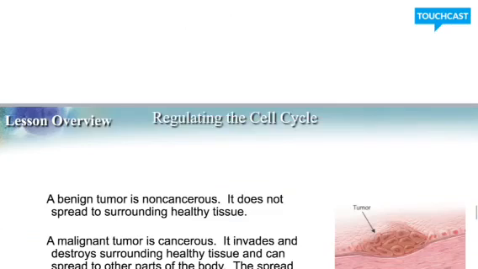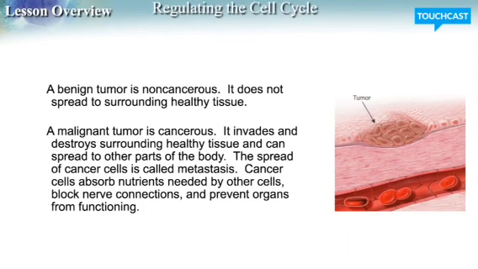There's two types of tumors that you need to know. This is a tumor, okay? There's a benign tumor and a malignant tumor. A benign tumor is not cancerous. So if you have a tumor that's benign, you don't have cancer. It's just basically a group of cells that divided a lot, but it stays in the same place. It doesn't go anywhere else.